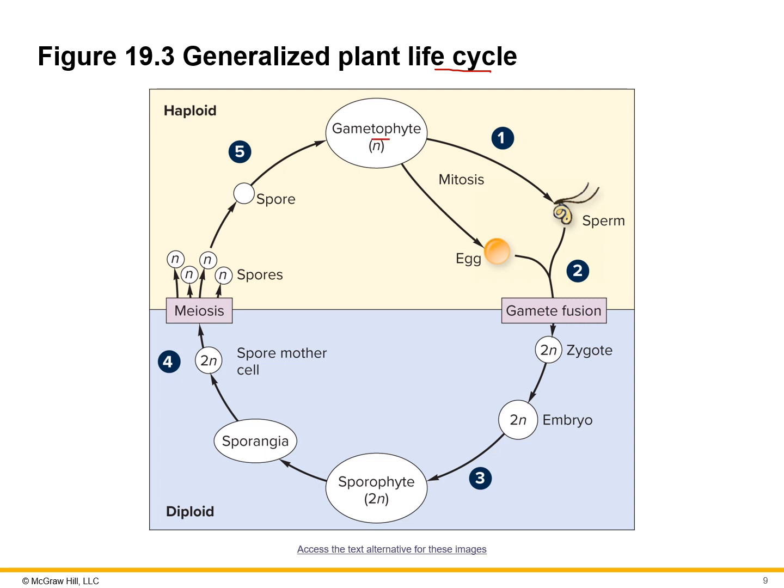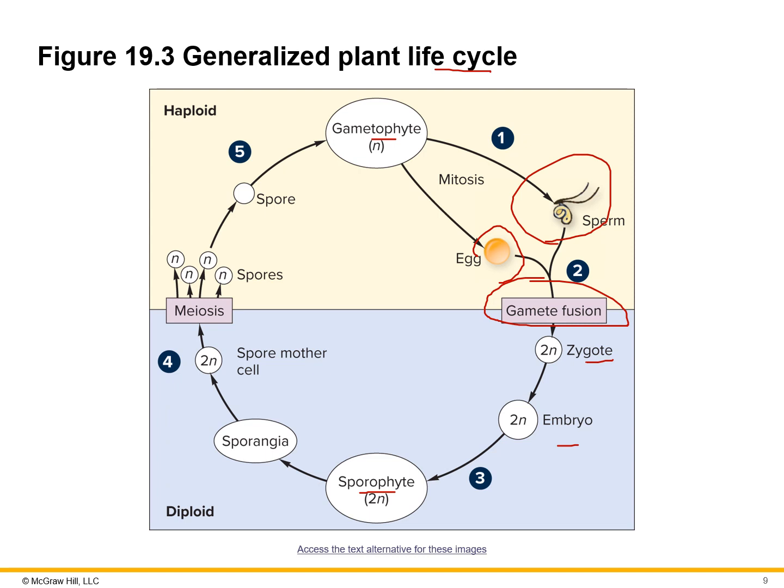So here in this gametophyte, again, that's the haploid. Then that gametophyte, we have our egg and our sperm that come together during that fusion. That produces a diploid, 2 of each chromosome, zygote. That zygote develops into an embryo, and now we're into the diploid generation. So now it's referred to as a sporophyte.